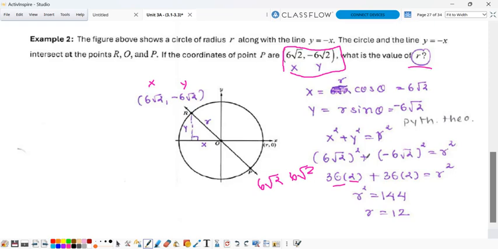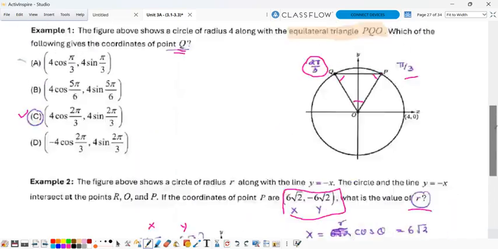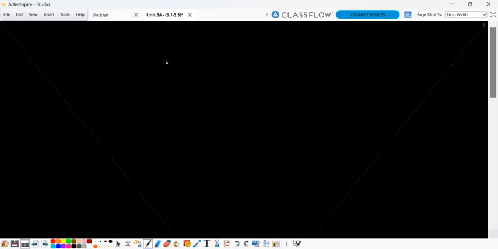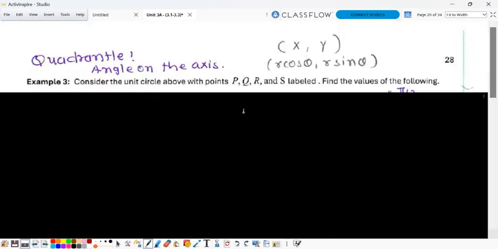Which means the radius is 12. Now, before you ask, can you use a calculator? No, these questions are always without a calculator, and you are expected to know the basic values of squares, square roots, and radicals. Okay, so let's take a look at some more examples.